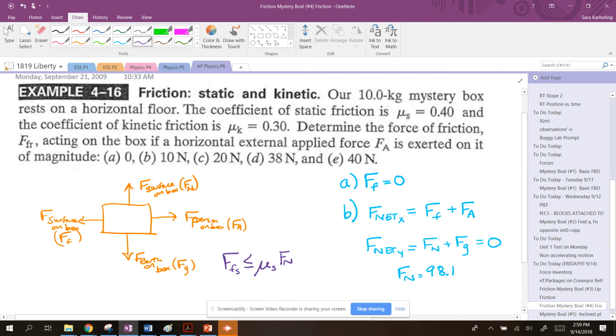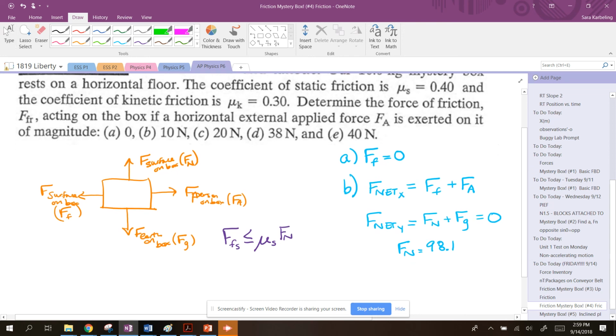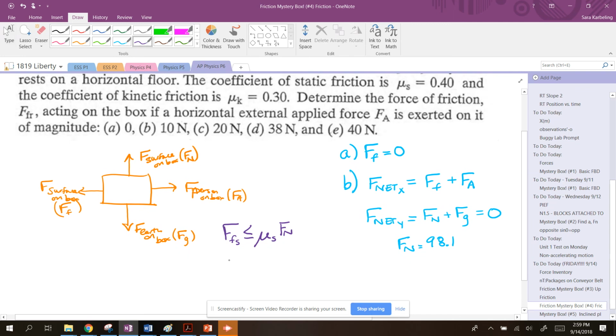Can somebody plug this in if you haven't done so already? 0.4 times 98.1. Who's got a calculator? Do it quick. What is it? 39.24?